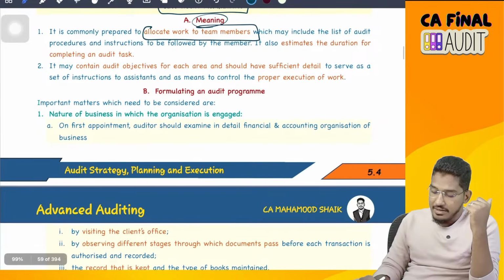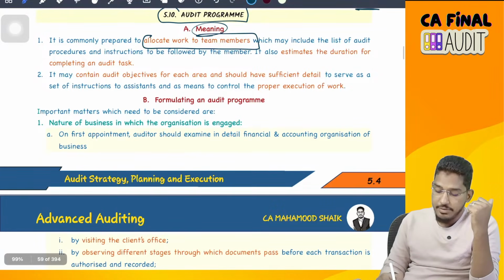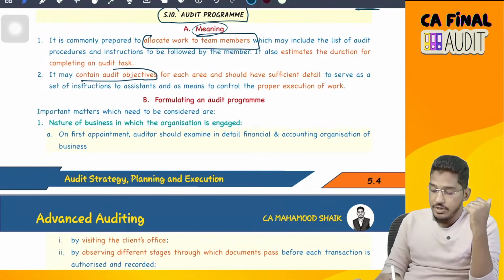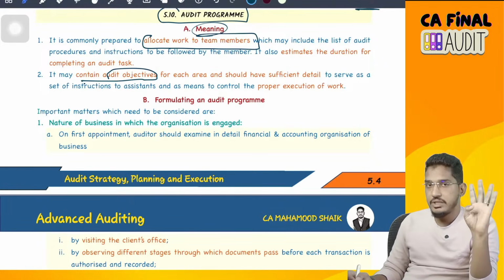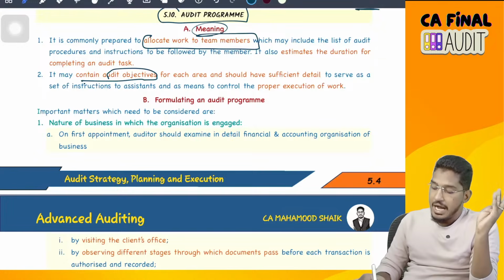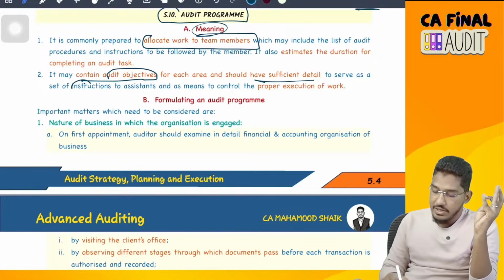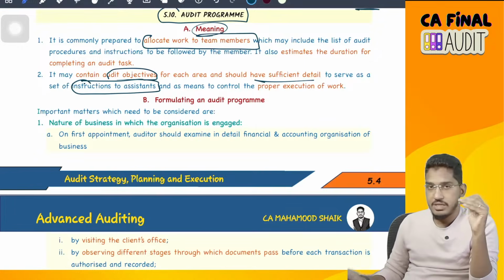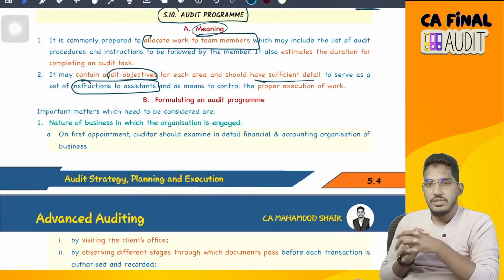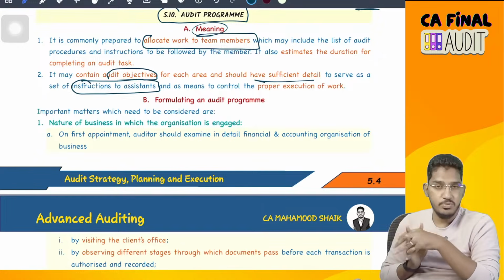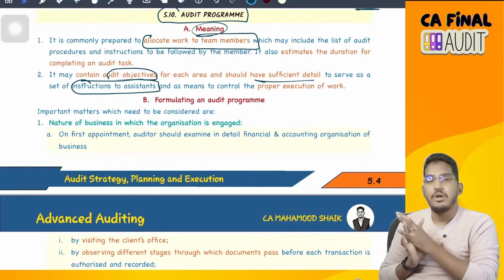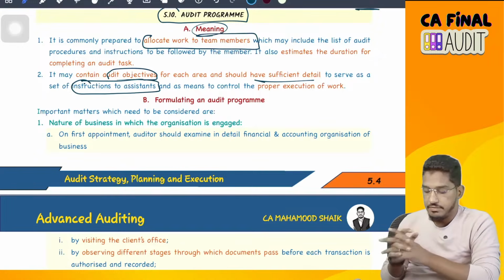But what exactly will be there in the audit program? It will contain audit objectives. For each item of the financial statement, what is the objective? What should be your outcome from those audit procedures? And for each area, it should have sufficient detail to serve as a set of instructions to the assistants. As I have told, the audit program is a document which will contain instructions and verification procedures to be applied to the given area, along with the objectives which you are required to achieve.